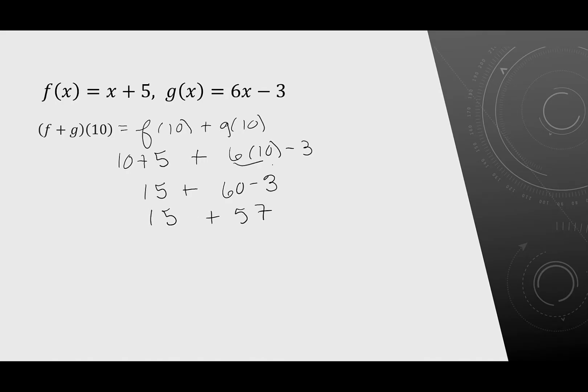So this way I'm showing you what is g of 10, what is f of 10, and then what happens when I put them together. So 15 and 57 gives me a grand total of 72.